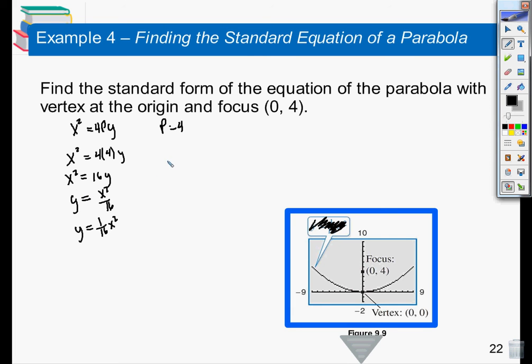I would like everyone to try to do exercise 51. And then once you're done with that, we can move on to our next example, which will be using one of those forms where they're not centered at the origin, which gets a little bit more complex, but I want to make sure you're good with this first.